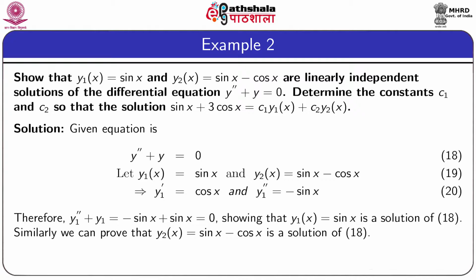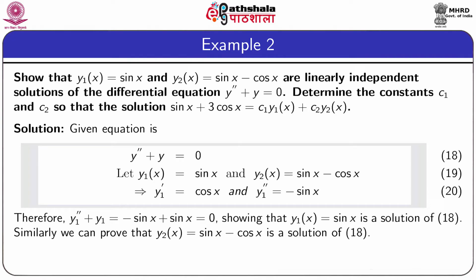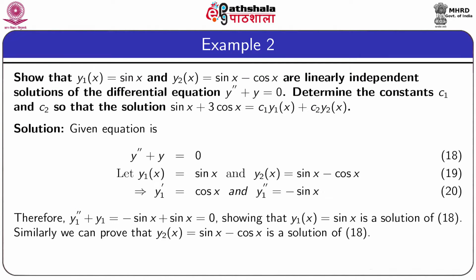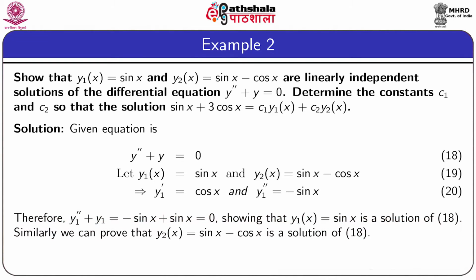The given equation is equation number 18, also given y1(x) is sin x and y2(x) is sin x minus cos x. We find the value of y double dash(x) and y(x) and substitute in the differential equation to obtain y1 double dash plus y1 is equal to minus sin x plus sin x equal to 0, showing that y1 equal to sin x is a solution of the given differential equation 18. In a similar manner, we can prove that y2 equal to sin x minus cos x is also a solution of the differential equation 18.